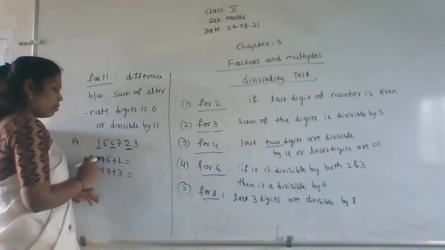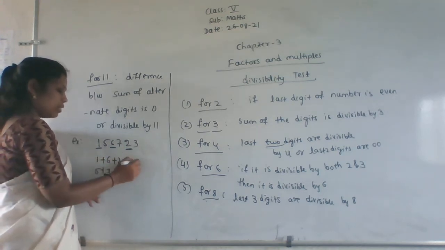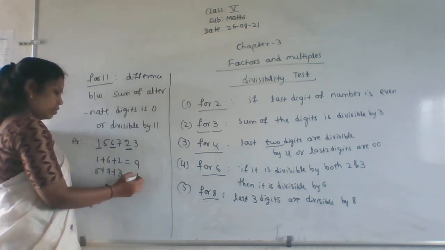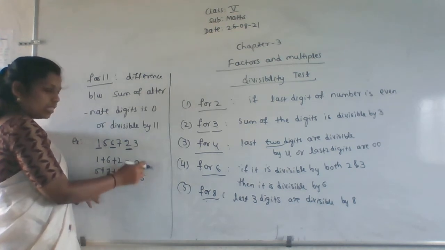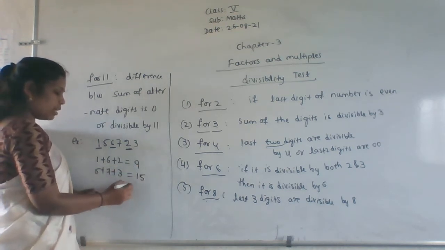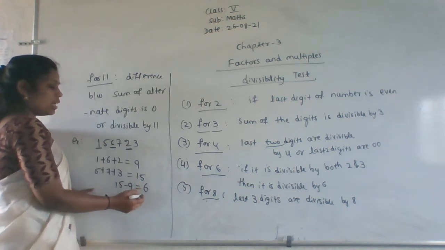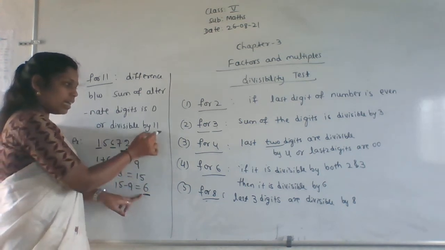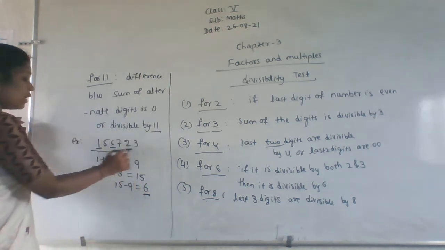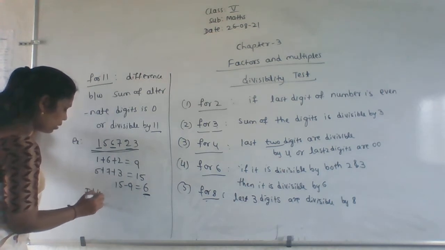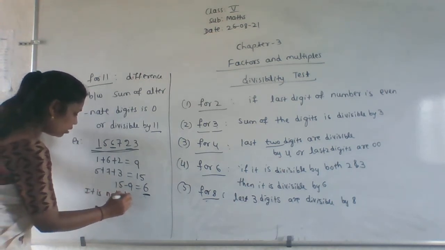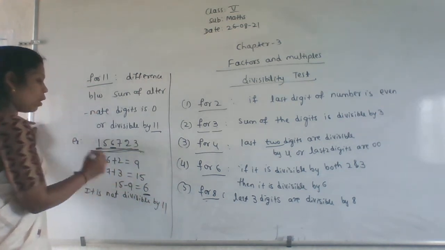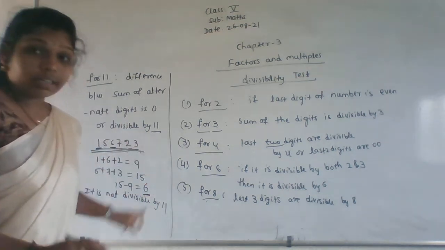So what is the answer here? 6 plus 1 is 7, 7 plus 2 is 9. 5 plus 7 is 12, 12 plus 3 is 15. Now take the difference of these two: 15 minus 9 is equal to 6. So it is not 0. 6 is not 0, and is 6 divisible by 11? No. Then what can we say? This number is not divisible by 11. Like this we have to check the divisibility for 11.